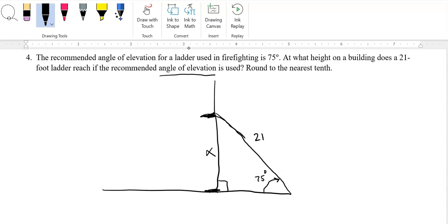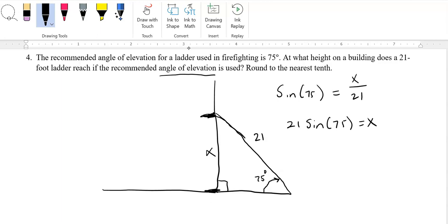What is this height? All right, so we got our right triangle. We have the angle to work with, so we're trying to find the opposite side of that angle. We're given the hypotenuse for the right triangle, and so opposite over hypotenuse again is sine. So sine 75 degrees is the opposite side divided by the hypotenuse. So to find our answer, we will multiply by 21 on both sides.